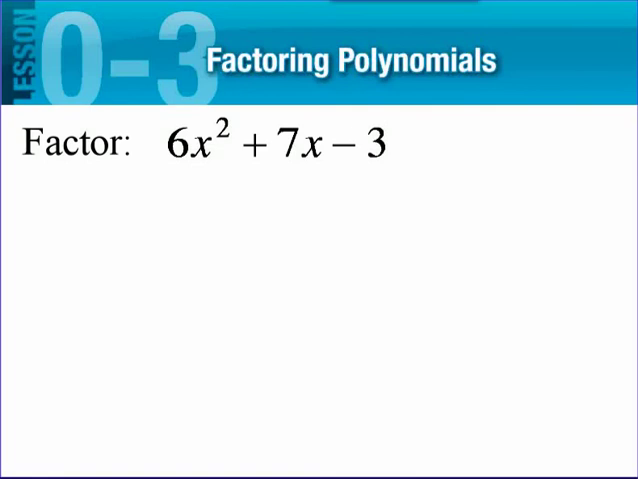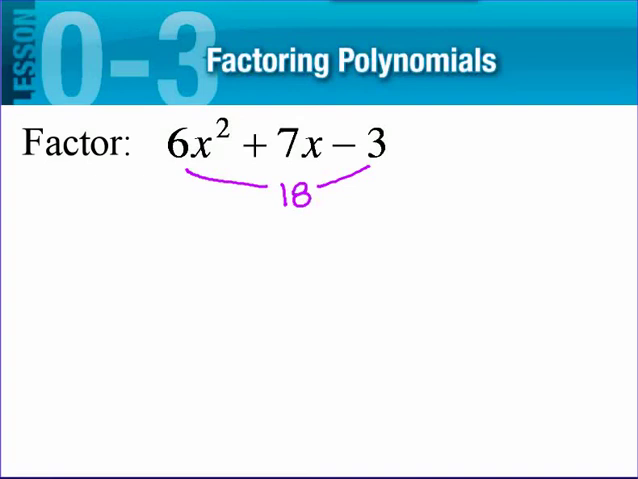Okay, so this is one that we can't just jump to the solution, so we've got a few steps. First step, what I'm going to do is multiply the first and the last. So the first and the last, 6 times 3 is 18. And then I'm going to follow the same steps that I did with the other trinomials.